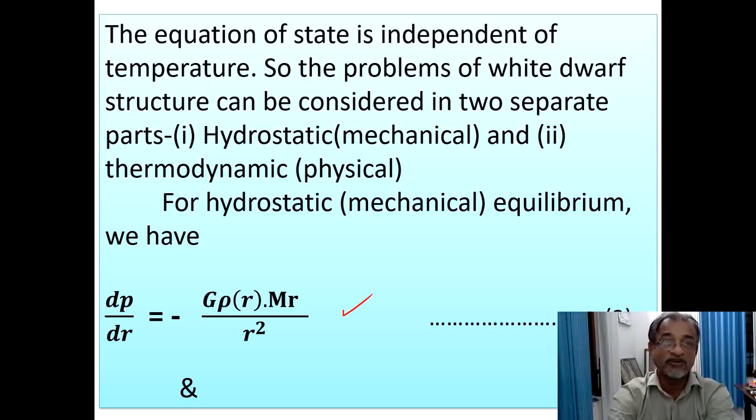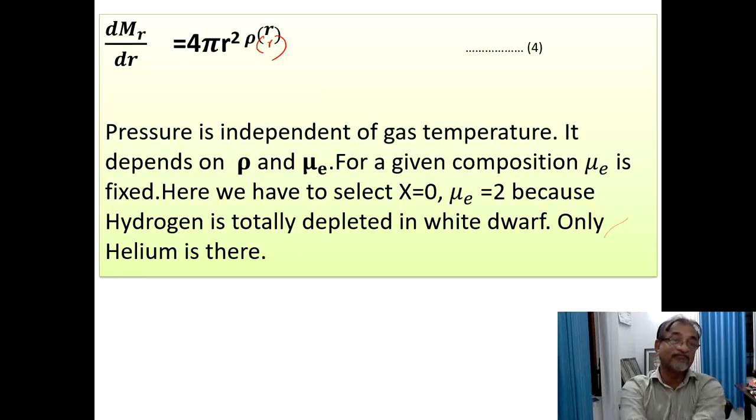So the problems of white dwarf structure can be considered in two separate parts. First one is hydrostatic or mechanical, and second one is thermodynamic or physical. For hydrostatic and mechanical equilibrium, we have dP by dr, which is the pressure gradient, equal to minus G rho of r m(r) by r square, and dm(r) by dr is equal to 4 pi r square rho of r. Pressure is independent of gas temperature, as we know. It depends on rho and mu e.